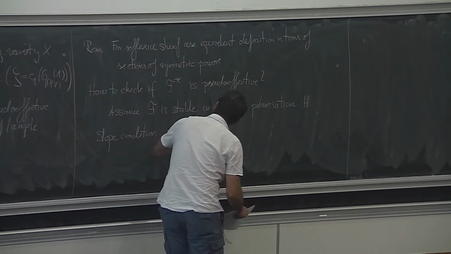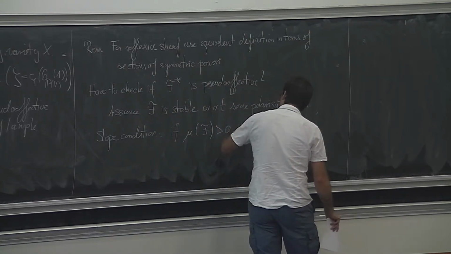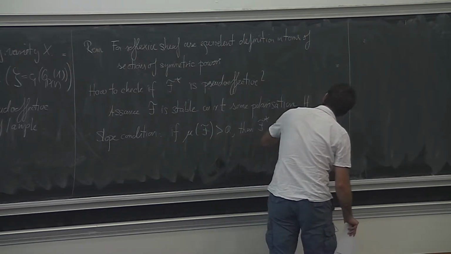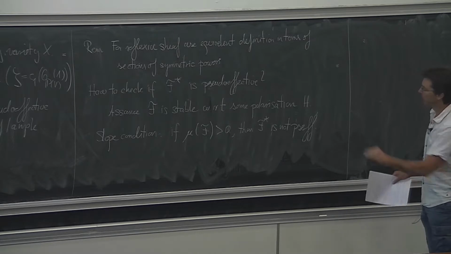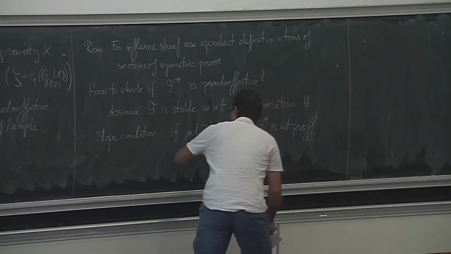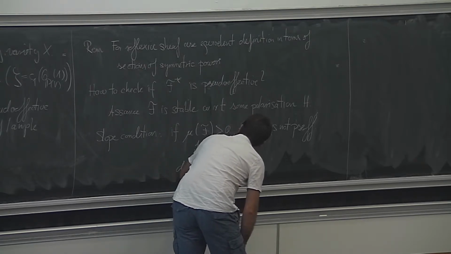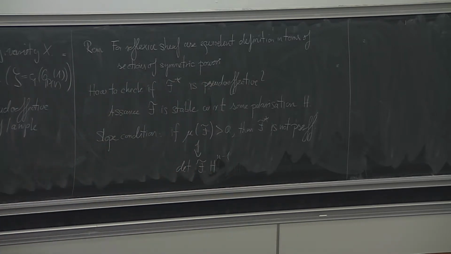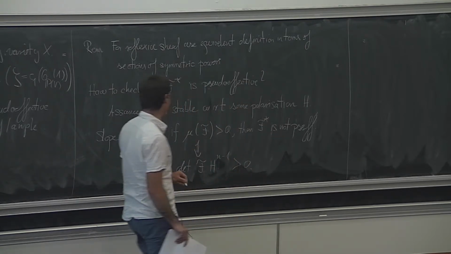So if the slope of F is positive, well, then F star is not pseudo-effective. Let me abbreviate pseudo-effective by psef. And so this slope condition can easily be computed. You just take the determinant of F times... So let me say X is a variety of dimension n. You check if this intersection number is strictly positive, and you're done.